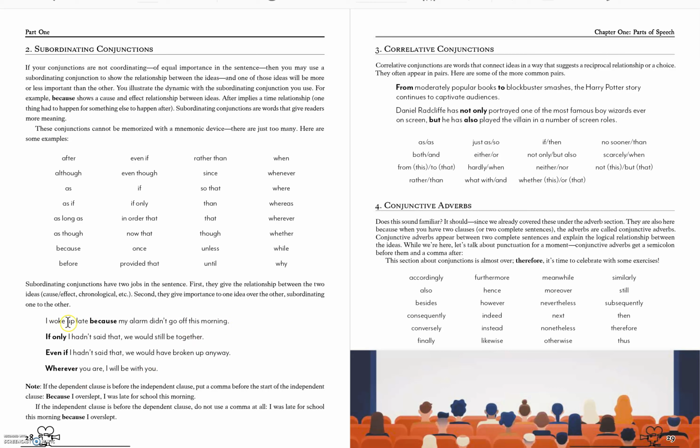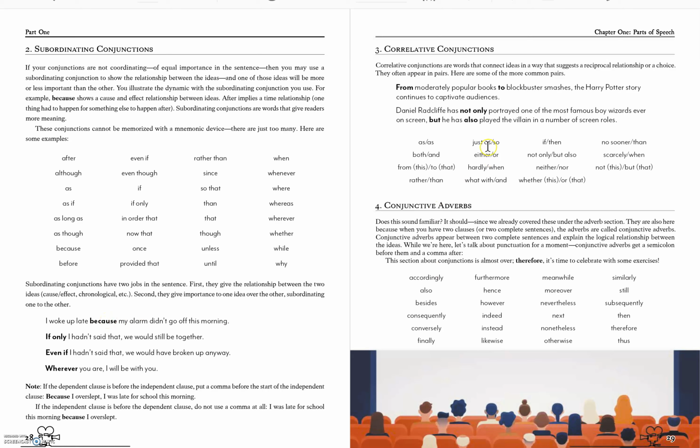When you have independent clauses at the beginning, you don't put a comma. So because and the comma are in a fight. They don't go near each other, like ever. But if you flip it around and you said, "Because my alarm didn't go off this morning, I woke up late," then you would have a comma. So if your subordinating conjunction is introducing a clause at the beginning of the sentence, then you'll probably have a comma somewhere in the middle. If it doesn't, if your subordinating conjunction is in the middle, then you will not have a comma.